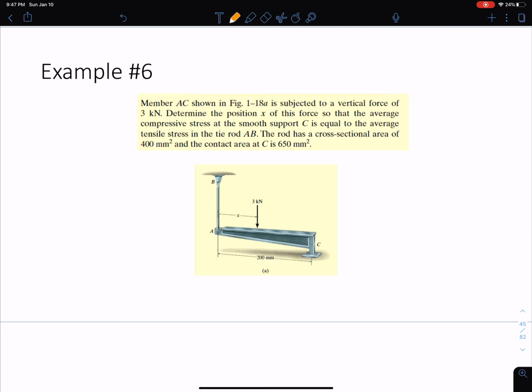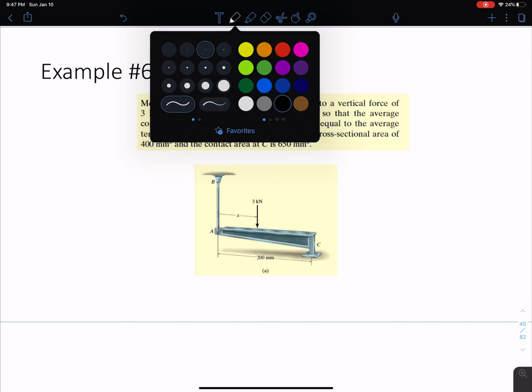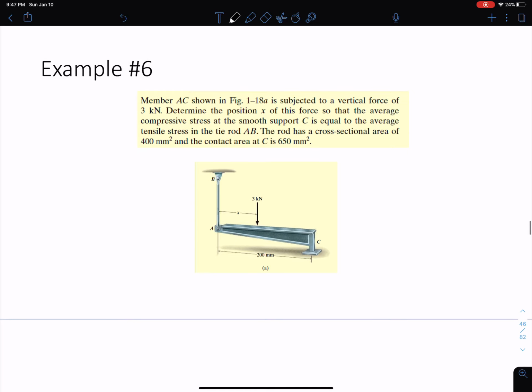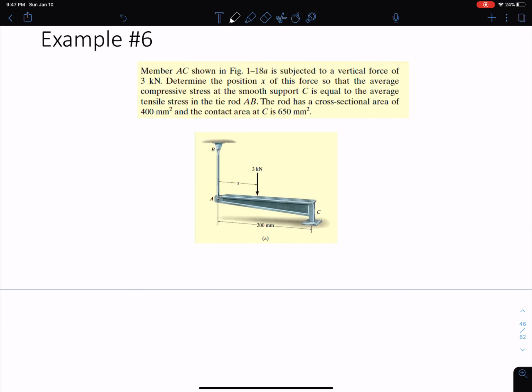All right, so let's try another one of these examples. I have member AC subjected to a vertical force of 3 kilonewtons at some distance x, right? And I want to know what the position x of this force is so that the average compressive stress at the smooth support C is equal to the average tensile stress in the tie rod at AB, okay? They're giving us the information that we need, which is the cross-sectional area and the contact area, okay?